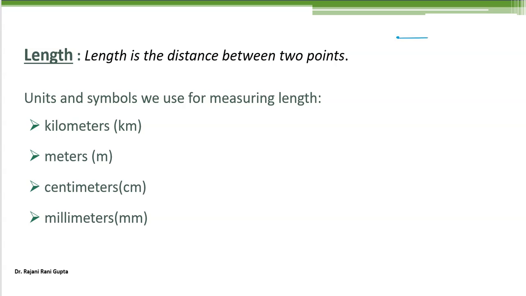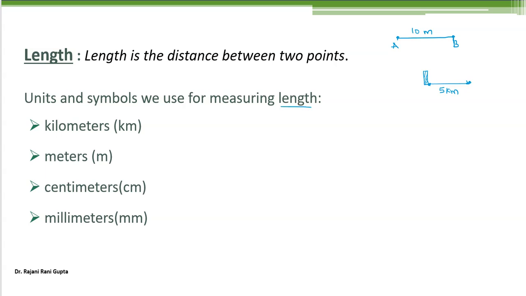So when we say that a string AB is 10 meters long, it means the distance from one end of the string, denoted by A, to the second end of the string is 10 meters. Or if I say the distance between the building and a person standing is say 5 kilometers, length is nothing but the distance between these 2 points.